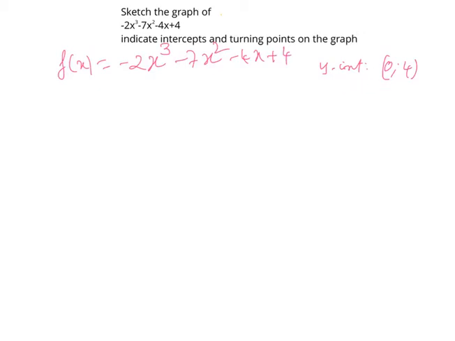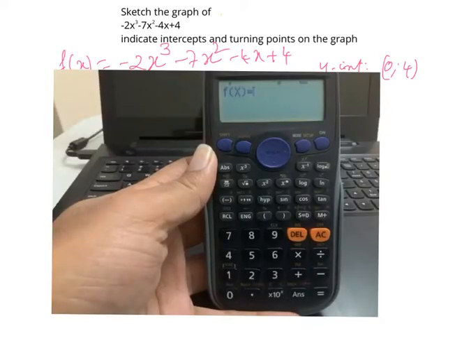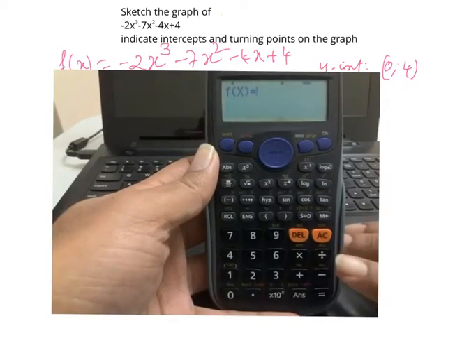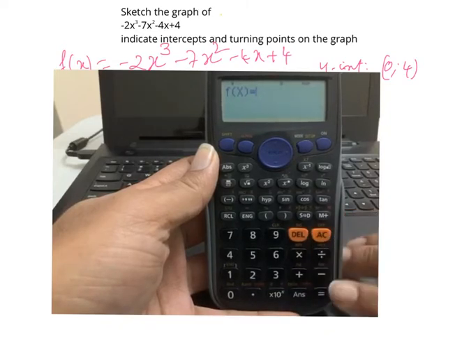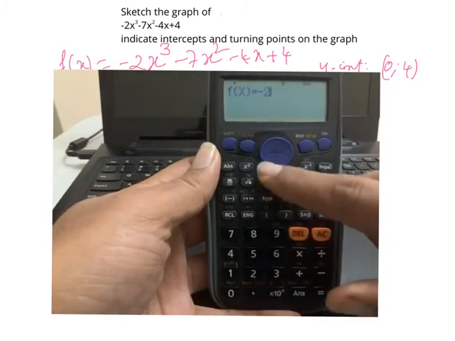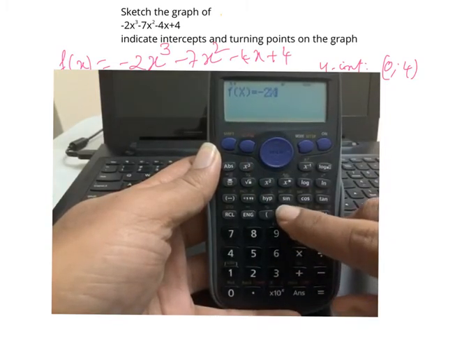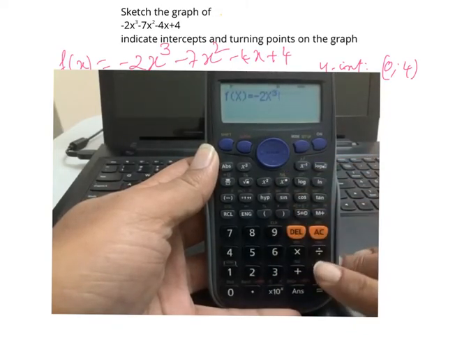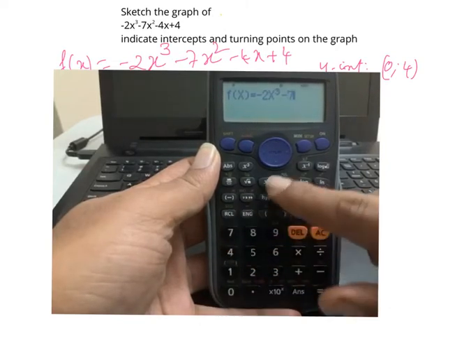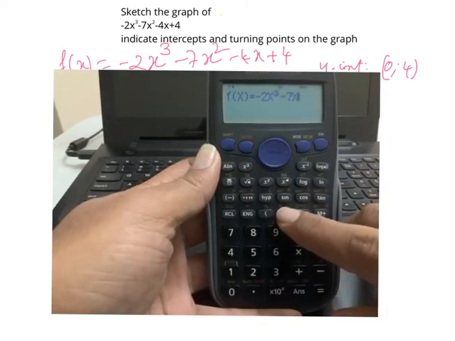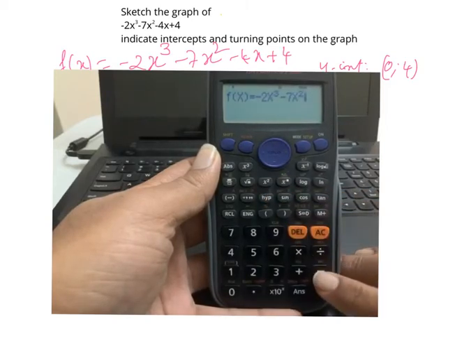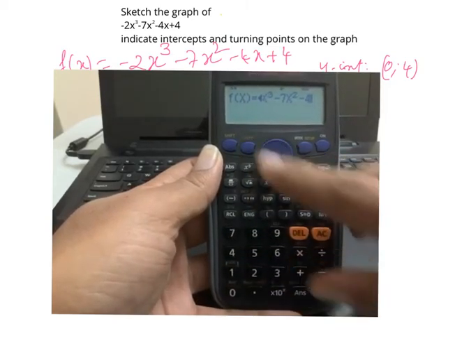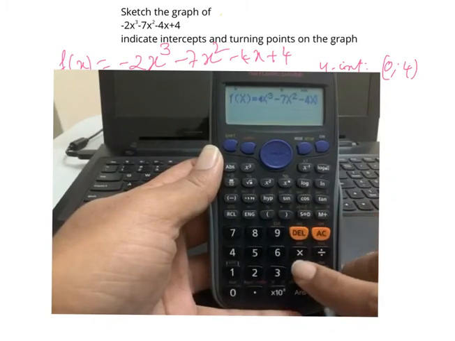Then to find the x-intercept is where I'm going to factorize. That is, f of x is equal to 0. I use my calculator to find the factors or the zeros of the polynomial. So it is negative 2x cubed minus 7x squared minus 4x plus 4.